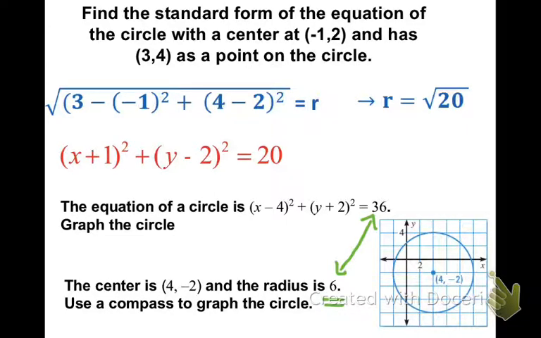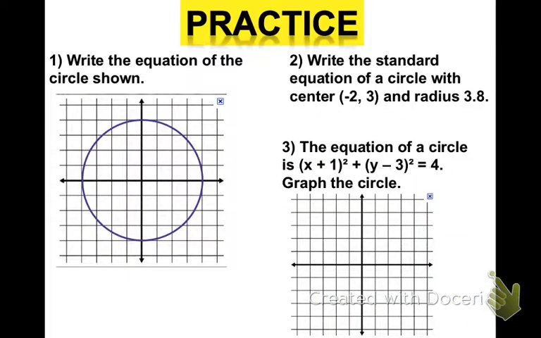So we plotted our center, and it says the radius is 6, and we're counting by 2's. So 2, 4, 6, 2, 4, 6, 2, 4, 6, and then down. And then we can connect those points to make a nice circle. All right, so pause the video, see if you can do these, and then I'll pop in the answers so you can double check to see that you're doing them correctly.